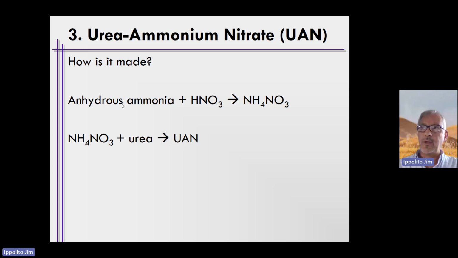So urea ammonium nitrate is created by reacting anhydrous ammonia with nitric acid to form ammonium nitrate. Now, this used to be a common fertilizer in the US years ago until the Oklahoma City bombing. You could still purchase this product.